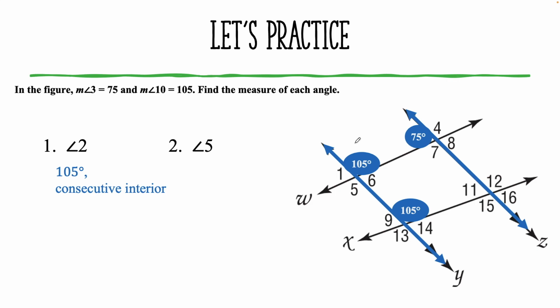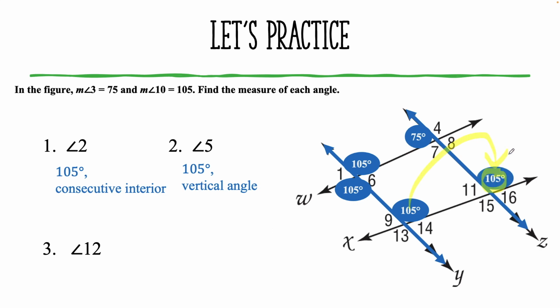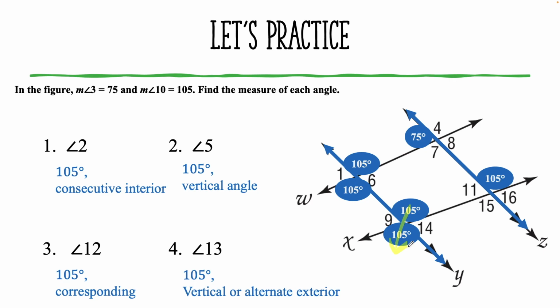Okay, what about angle 5? Oh, I love these. Vertical angle, we can just move that down here. That's 105. Angle 12, well, that's way over here. But this 105, we can just pop that up here because those are corresponding angles. And then finally, angle 13, another vertical angle. We'll just move that guy down here, 105 degrees. Oh yeah, look at this. So if you look at this 105 and this 105, those are alternate exterior angles. So those should be equal.